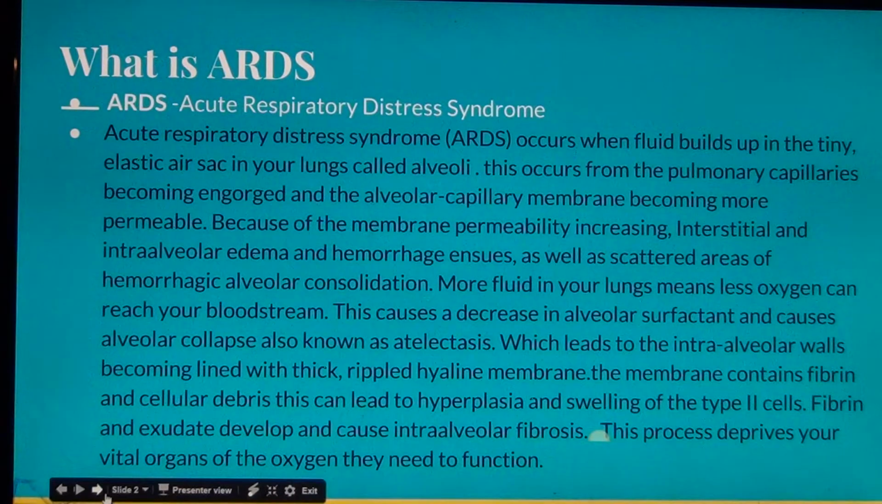This membrane contains fibrin and cellular debris. This can lead to hyperplasia and swelling of the type 2 cells. Fibrin and exudate develop and cause intraalveolar fibrosis. This process deprives your vital organs of the oxygen they need to function.